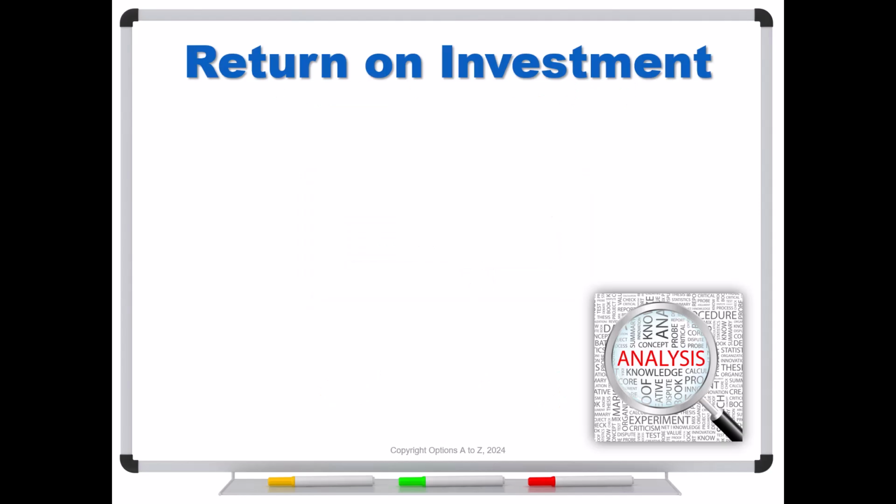So, return on investment, again, very common calculation. We can use it before the fact: how much do I need to meet a certain goal? Or maybe after the fact: I've been investing for 5 years, what rate of return did I accomplish? Well, let's step through the basics and then we'll look at some examples.